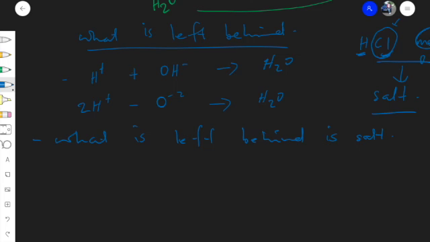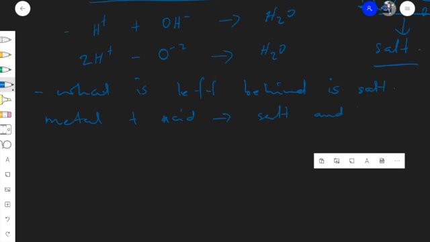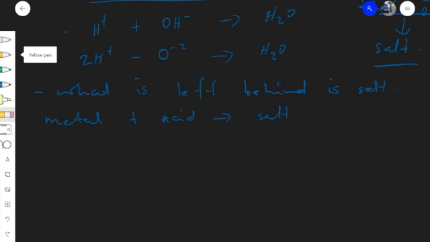So let's give a proper example. How do we form a salt? A salt can be formed in different ways. Let's use equations. When a metal reacts with an acid, you are going to get salt and hydrogen.